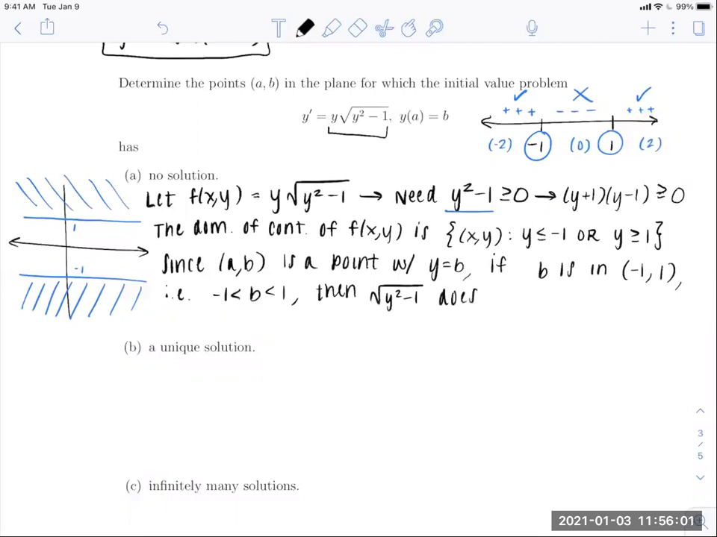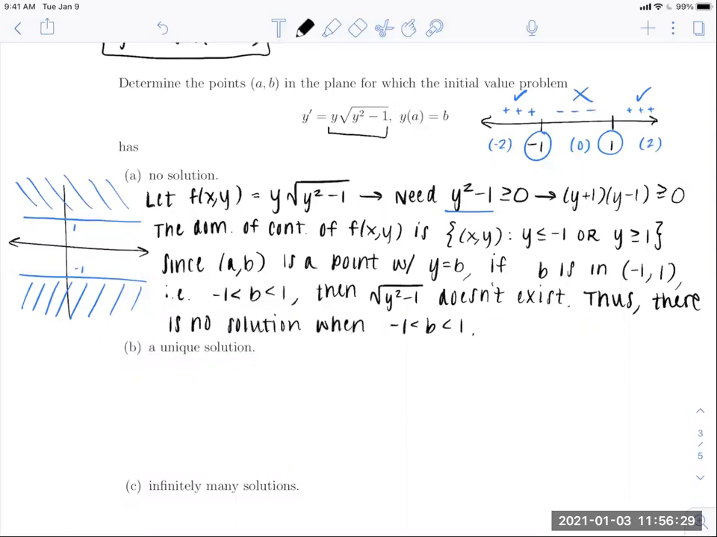So this does not exist. Okay, so there is no solution when b is between -1 and 1.